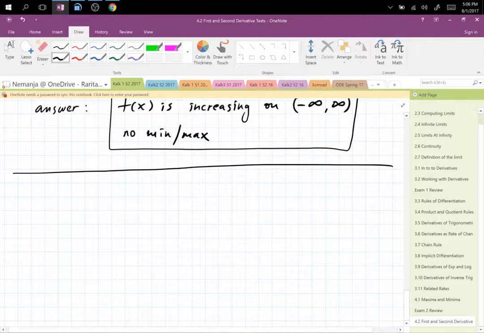So next time in casual conversation you say e to the x is always increasing, if they say prove it, you can do this.